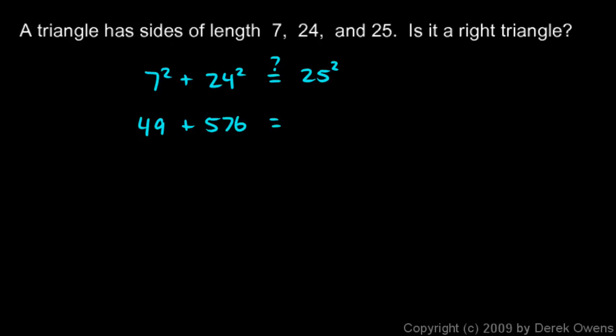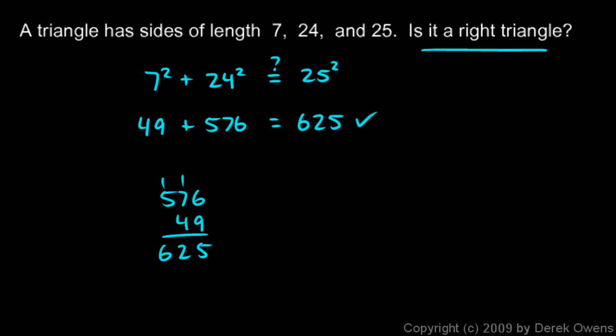Okay, does that equal 25 squared? And 25 squared, I happen to know that one. That's 625. Do these add up to 625? 576 plus 49, yes, that adds up to 625. That works. So the answer to the question, is it a right triangle, is yes.